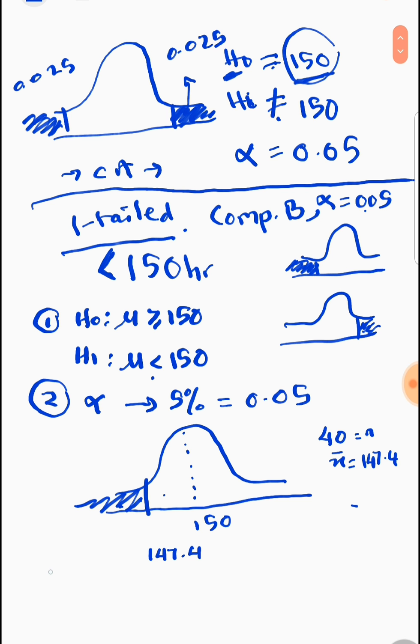Do you recall the third part is to perform your Z statistics, because it's a normal distribution. And how do we go by the formula? Remember earlier in the two-tail test, we have a plus and a minus of Z alpha times sigma over square root of n.